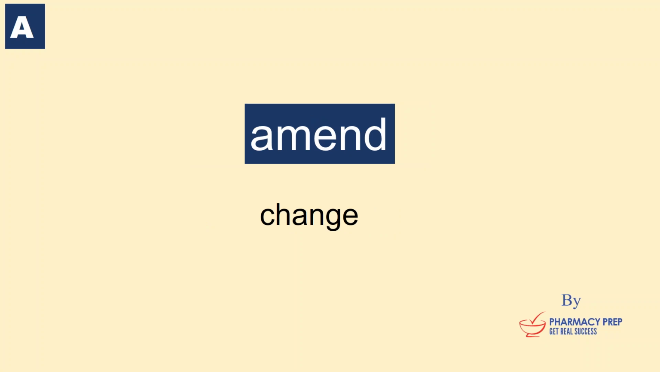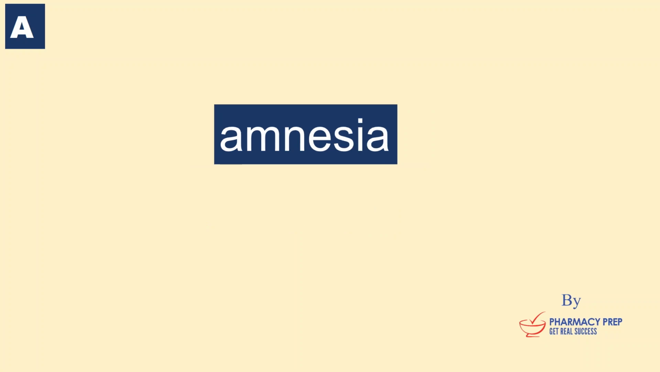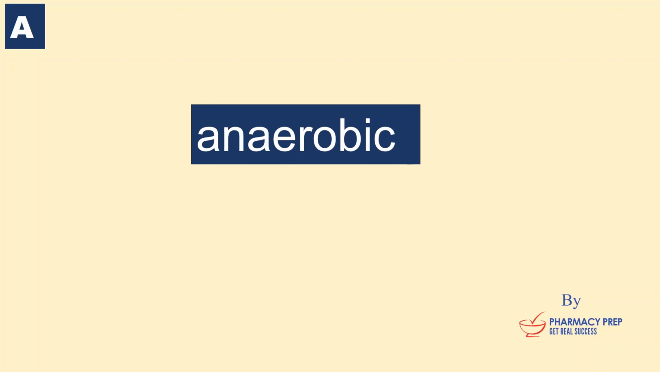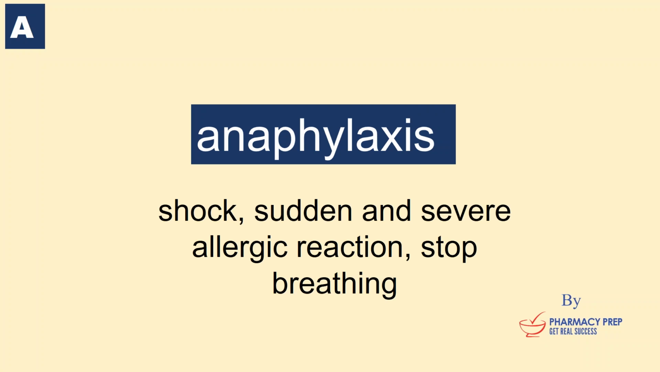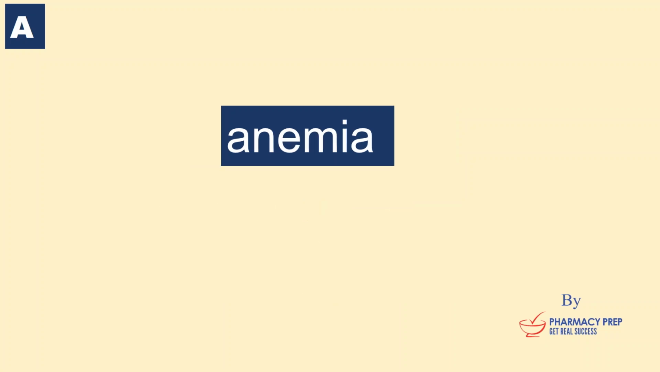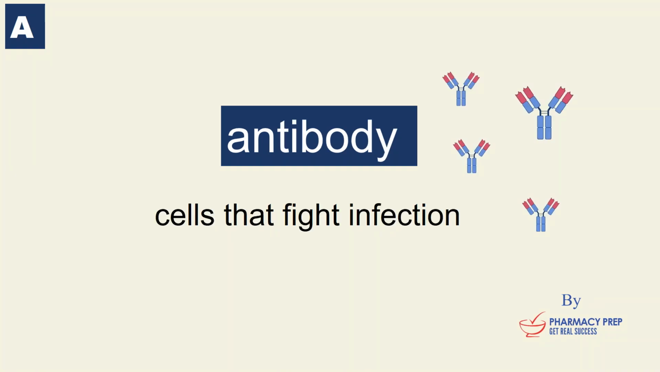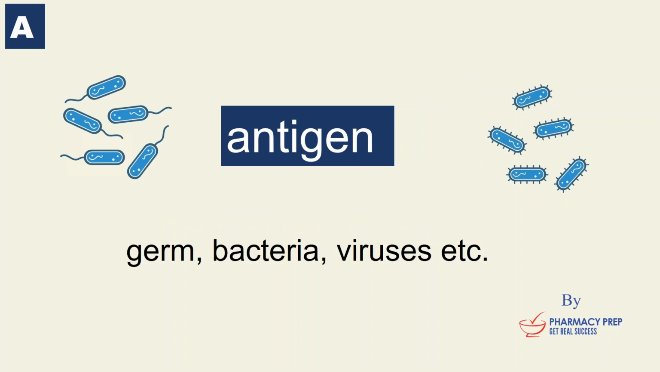Amend: change. Amnesia: memory loss. Analgesic: painkiller. Anaerobic: lack of oxygen. Anaphylaxis: shock, sudden or severe allergic reaction, or that can result in stopping breathing. Anemia: low iron, or symptoms can be tired. Antibodies: cells that fight infection in our body. Antigens: antigens can be germs, bacteria, viruses, or proteins.